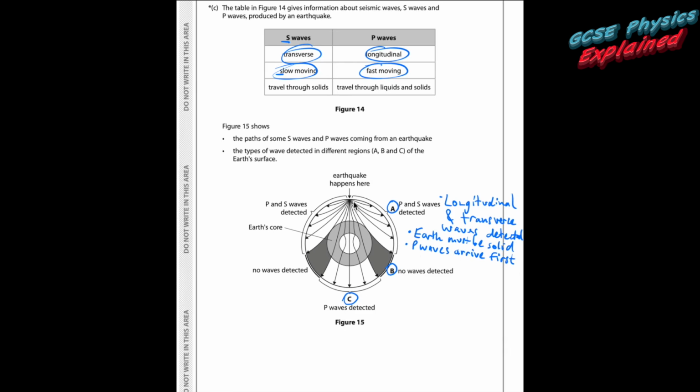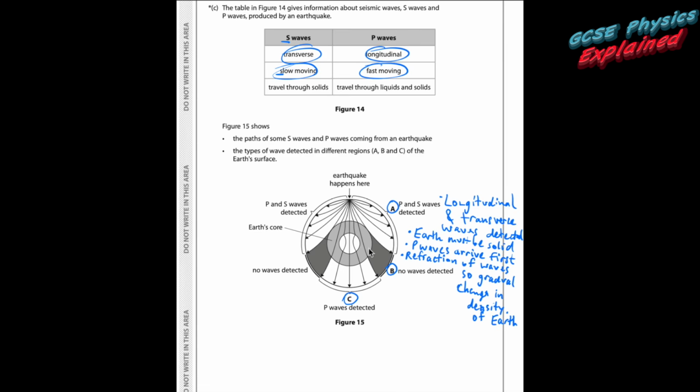Now, because there's a slight bend or refraction, that must mean that the density is changing as you go deeper. So a gradual refraction of waves, so there must be a gradual change in density of the Earth at that point. Now at point B, there's no waves being detected.